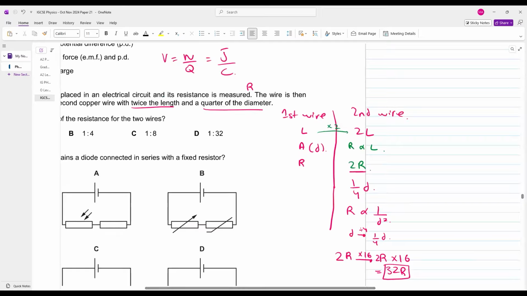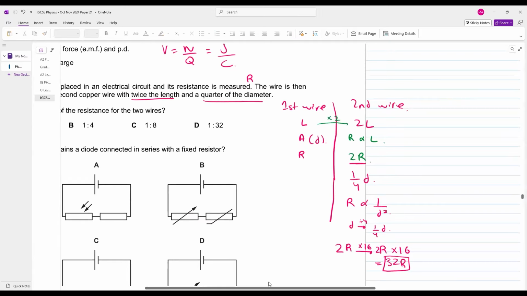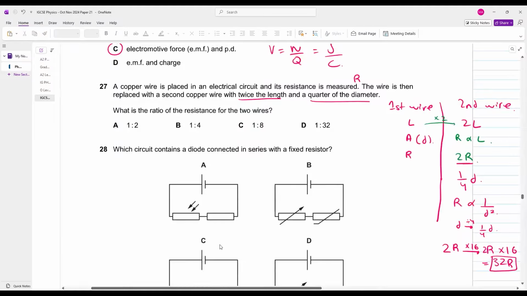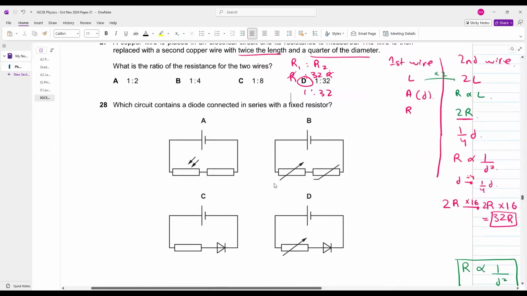You have to do what? You have to calculate the ratio of the resistance of the two wires. Resistance of the first wire divided by the resistance of the second wire. Resistance of the first wire is R, the second wire is 32R, R cancels out, 1:32 is your answer, D is your answer. Which circuit contains a diode with a fixed resistor? C is your answer.